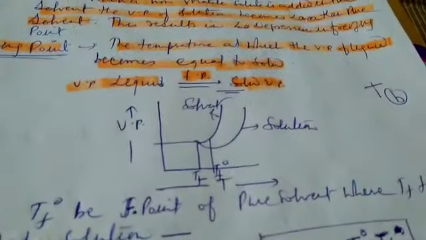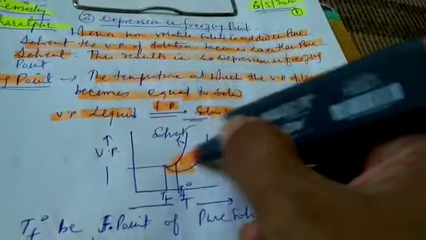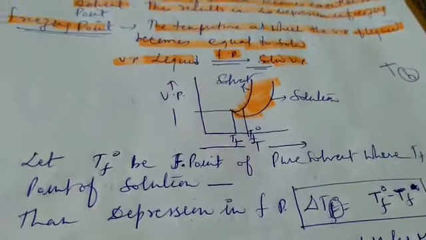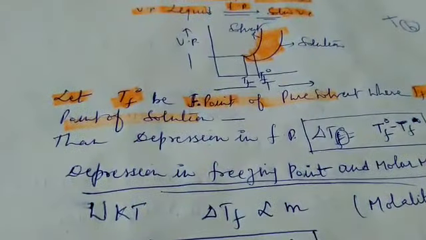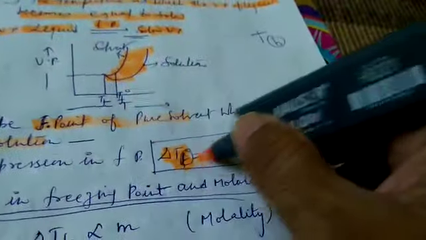Now we can draw a graph to study the relation between vapor pressure and temperature for freezing point. We can have this kind of graph in which you can see that after the addition of solute, the freezing point is decreased. Let TF0 be the freezing point of pure solvent and TF the freezing point of solution. Then depression in freezing point is delta TF equal to TF0 minus TF.